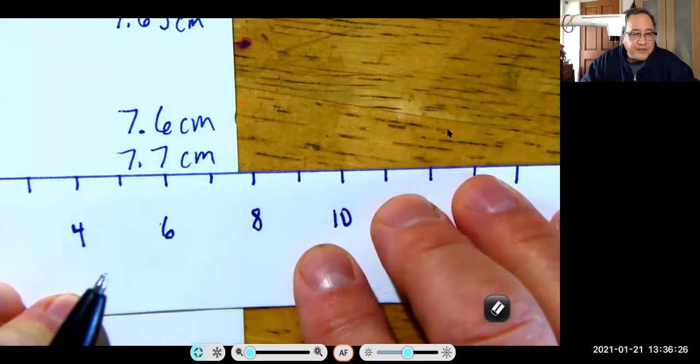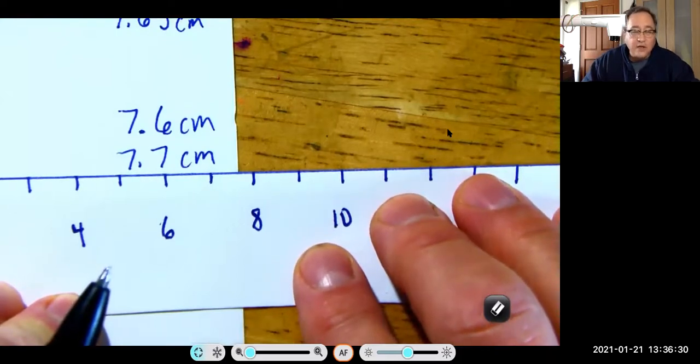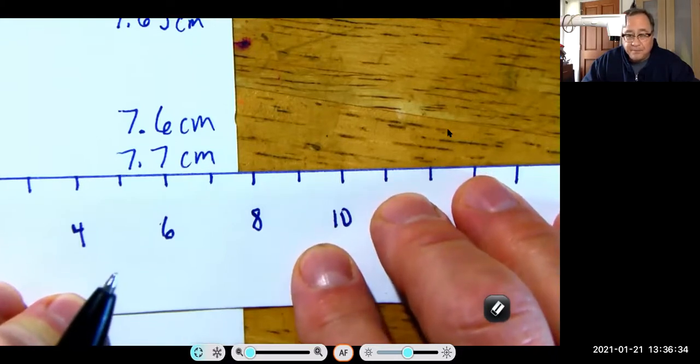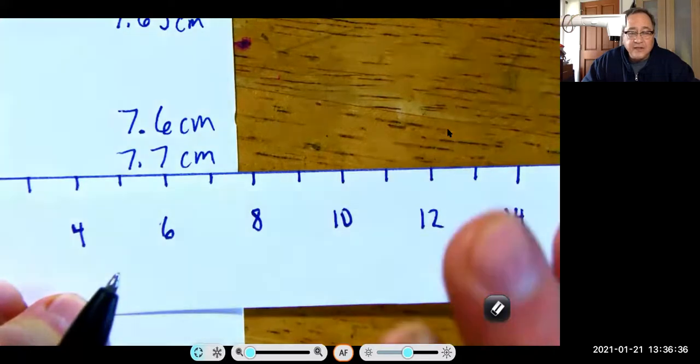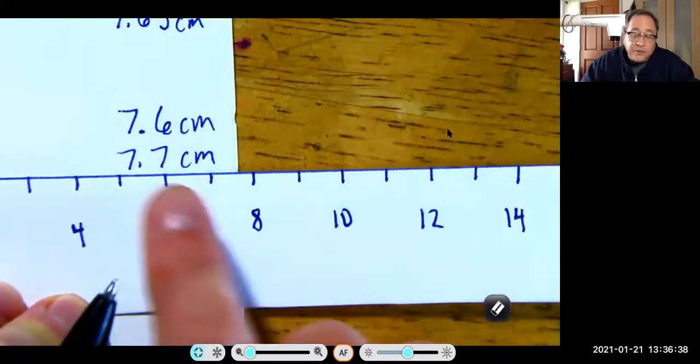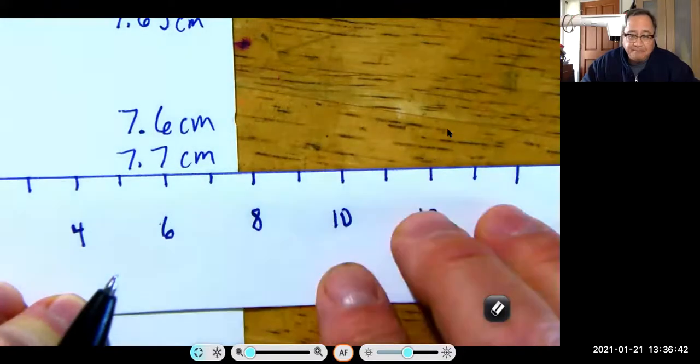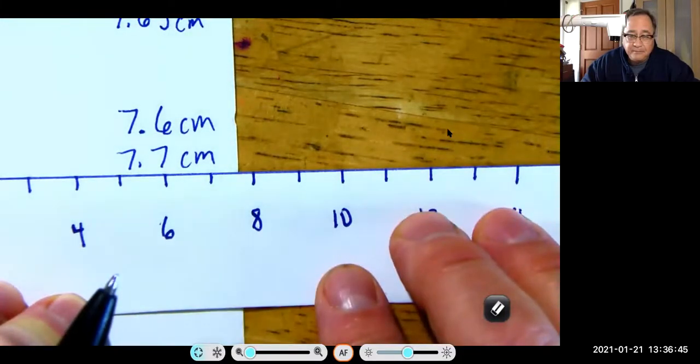If you have any questions, now's a good time to raise your hand and ask. Or if you don't have any questions, then we'll just move on. Is everyone okay with either of these two measurements? Is everyone okay? Give me a thumbs up if you're okay. Okay, we're going to move on.